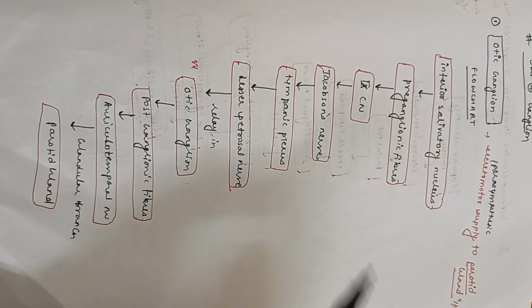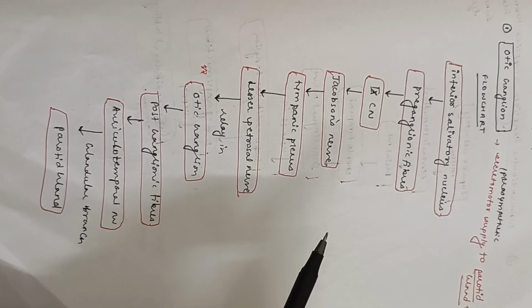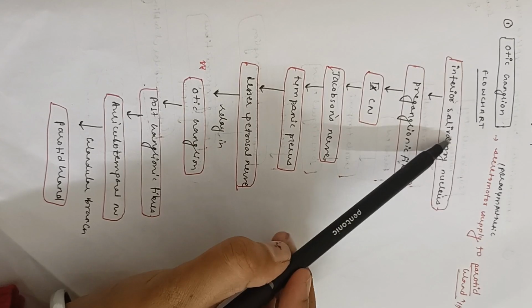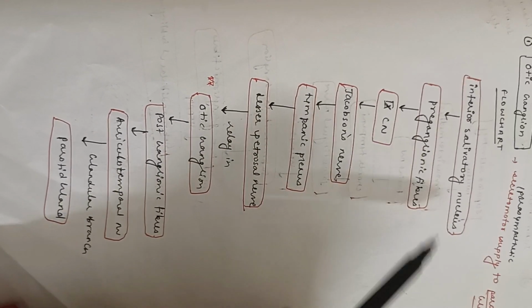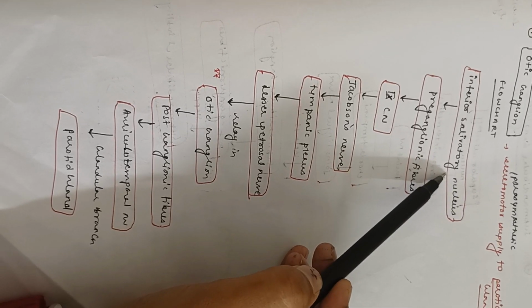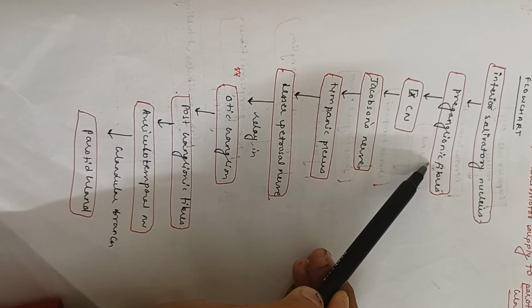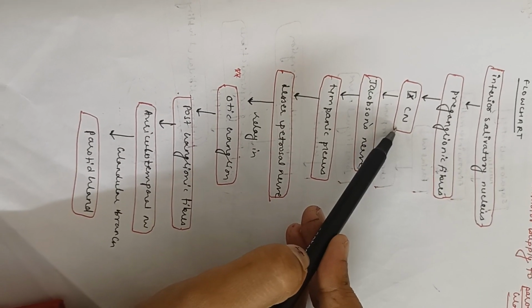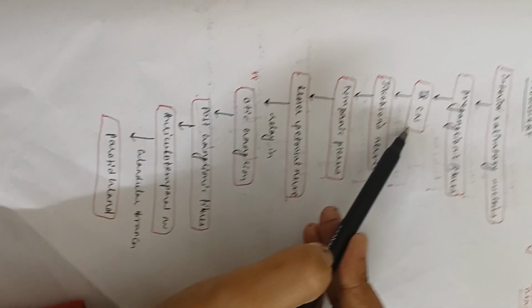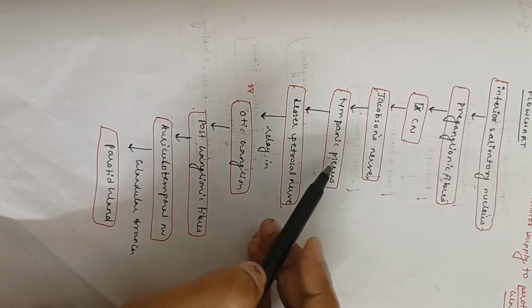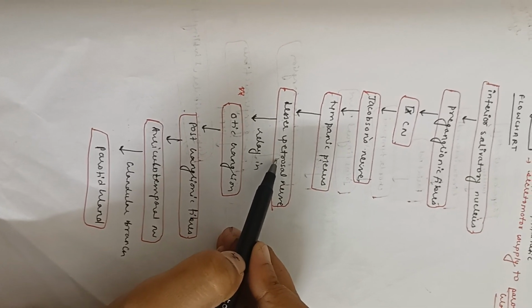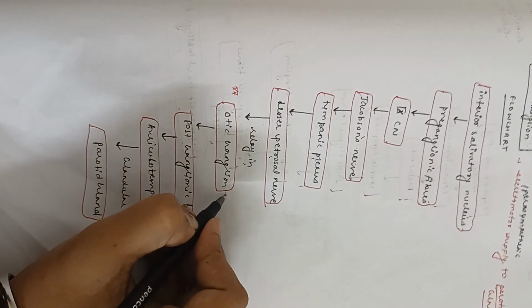Now this is a flow chart which you can make in your exams to fetch more marks. That is Otic ganglion, parasympathetic supply to parotid gland. We had studied that from inferior salivatory nucleus preganglionic fibers were arising which passes through the 9th cranial nerve, that is glossopharyngeal nerve, and then from Jacobson's nerve, and then through tympanic plexus and then passes through lesser petrosal nerve, and finally relays in Otic ganglion.